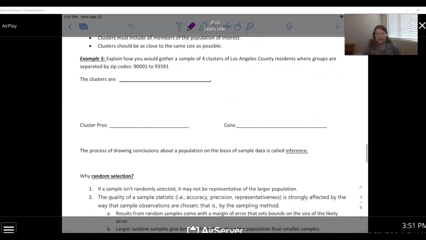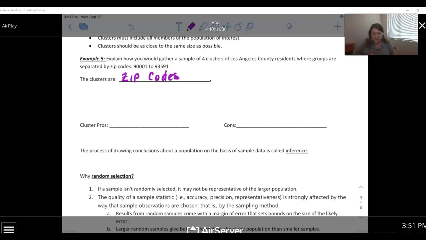All right. So explain how you would gather a sample of 4 clusters of Los Angeles County residents where groups are separated by zip code. So this is exactly that idea of how do we do that. Okay, so we would say the clusters are the separate zip codes.